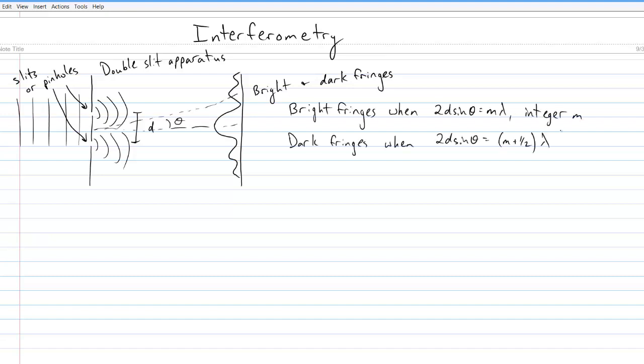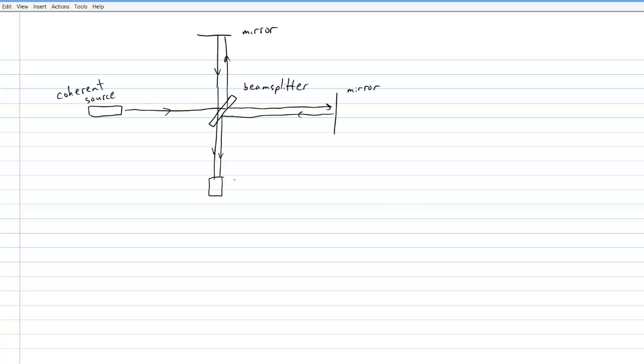Since then, we've come up with considerably more sophisticated interferometers. Most people in modern physics hear about the Michelson-Morley experiment, which established beyond reasonable doubt that there is no background ether through which light propagates. The Michelson interferometer used in that experiment looks like so. There's some kind of beam of coherent light coming in from one side.